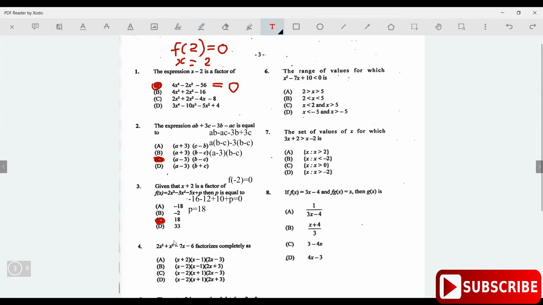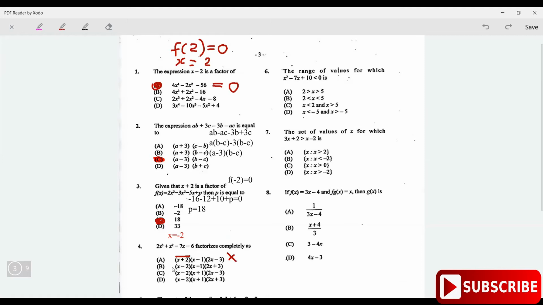Let me check. I'm going to try x equal minus 2 because I really can't bother to factorize. Trying x as minus 2, you're going to have 2 times minus 2 cubed plus minus 2 squared minus 7 times minus 2 minus 6. I get negative 4. So option A is out because this is not a factor. So I'm doing it by elimination.